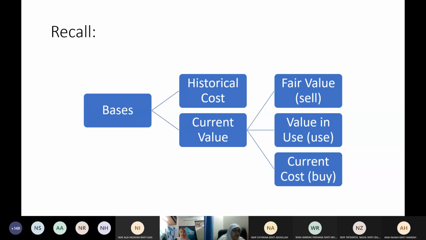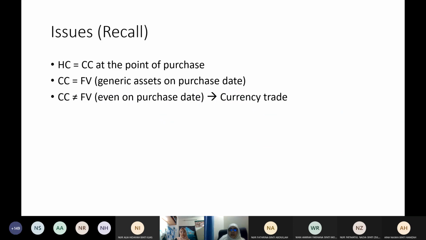So again, since this is something to recall, I will refresh you, just in case, because this is important for you to remember. Before that, we have some issues. You know that generally historical costs will be equal to current costs at the point of purchase. So basically on the day of purchase, it is the current cost because it is the price that you buy at.